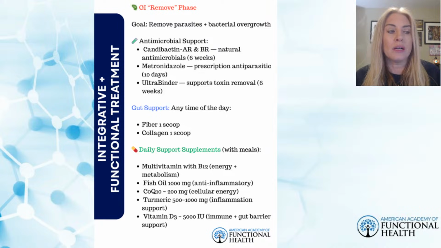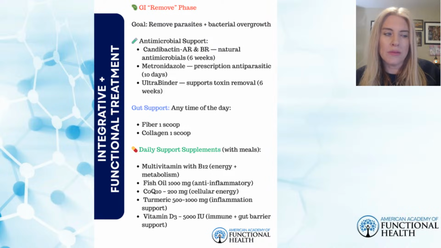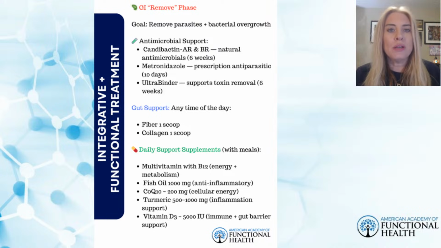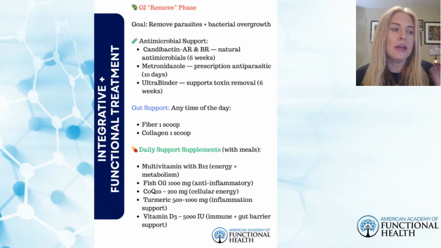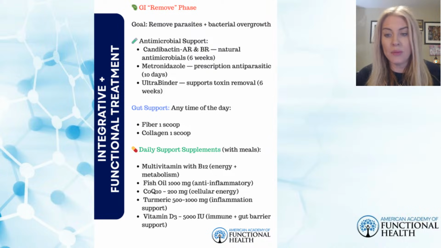I also had her on turmeric, 500 to 1,000. She wasn't previously on turmeric, but she was previously on the multivitamin with B12 fish oil. I added in the CoQ10 and turmeric for her, and she was already on vitamin D3. We knew from some of the labs I drew, I wanted to raise her B12. So I went with 1 by pure encapsulation because it's got like 500 micrograms of B12 in it. And then, I'm sorry, I went out of order here. I also had her do 1 scoop of fiber and 1 scoop of collagen whenever she wanted through the day, but a scoop of each.